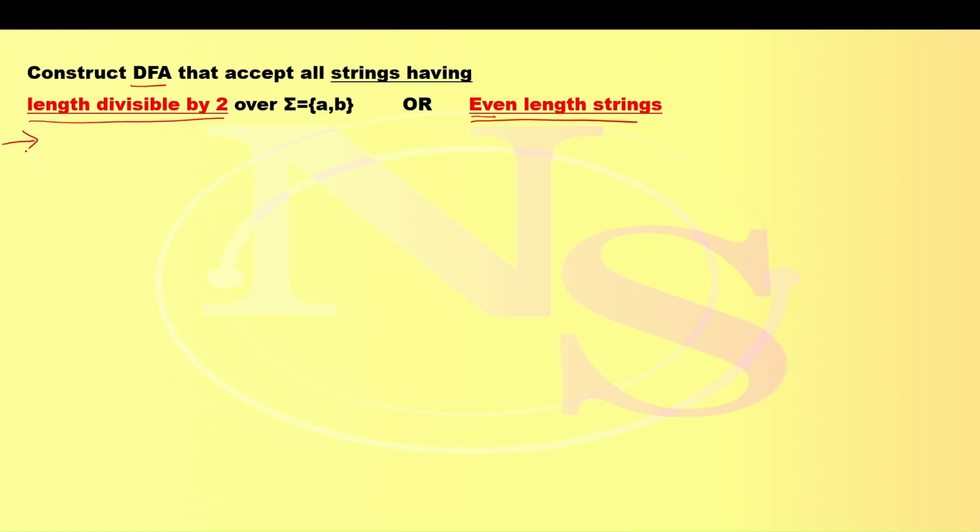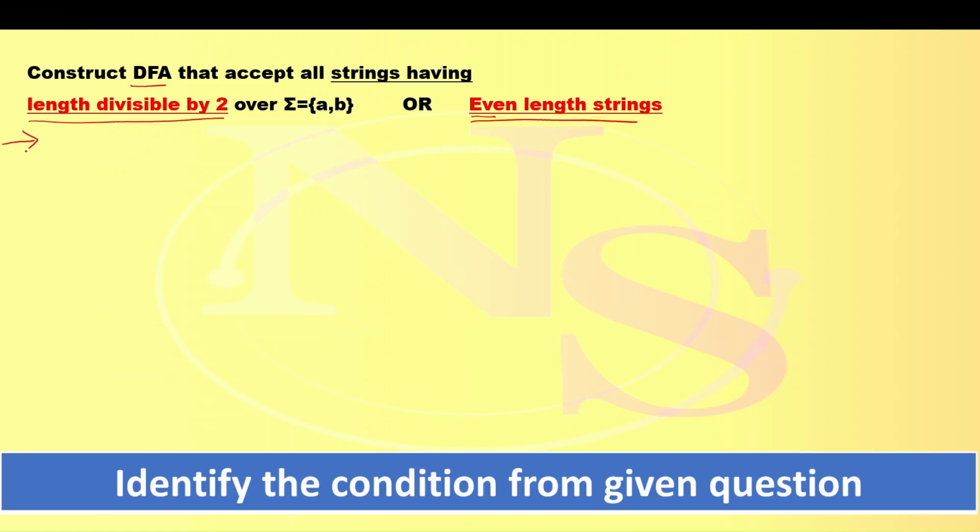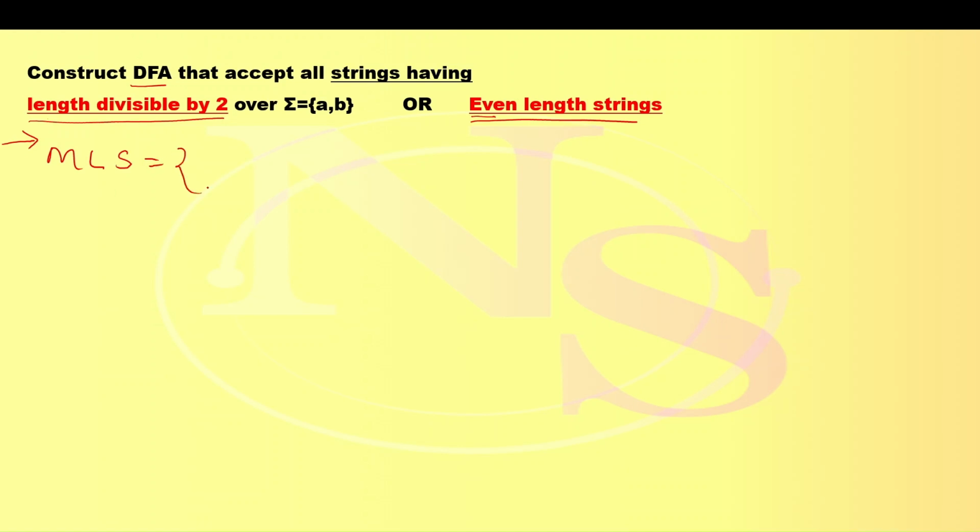First try to identify the condition, understand it, and accordingly write down the minimum length string set. The condition says that all the strings whose length is divisible by 2. So what are the numbers divisible by 2, or what are the even numbers? 2 is an even number, 4 is an even number, 6, and even 0 is also an even number. Is 0 divisible by 2? Yes, if 0 is divided by 2 we get remainder 0. Then, based on the lengths 0, 2, 4, 6, write down the minimum length strings.